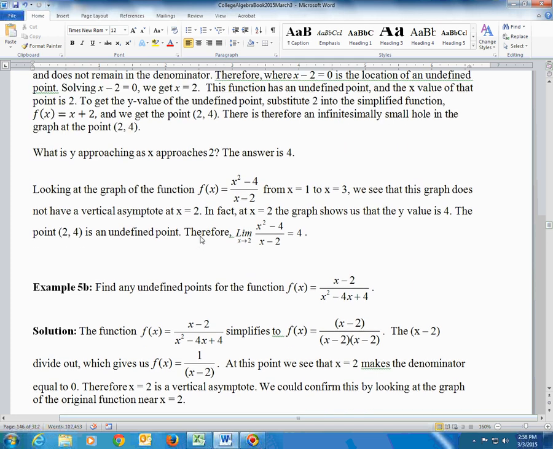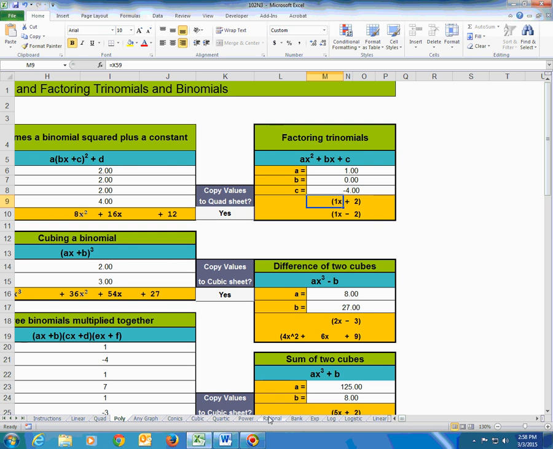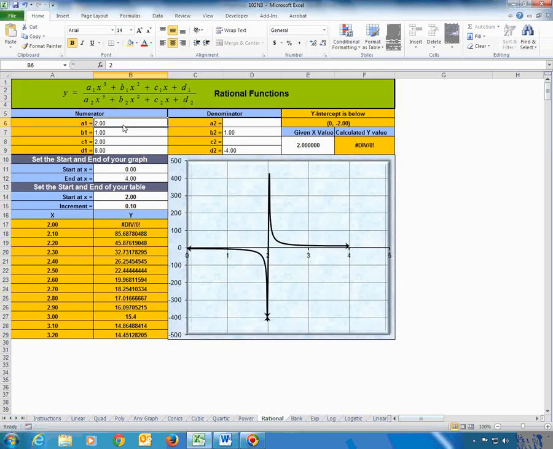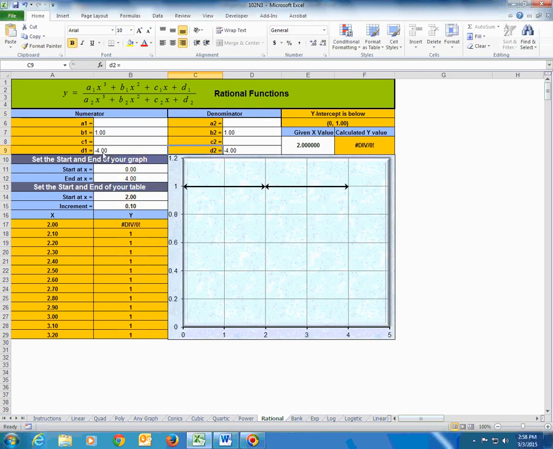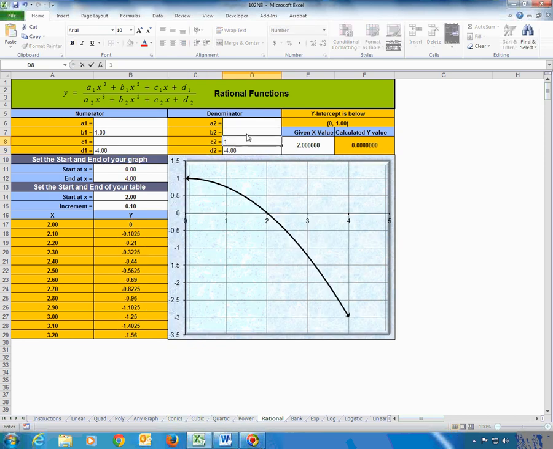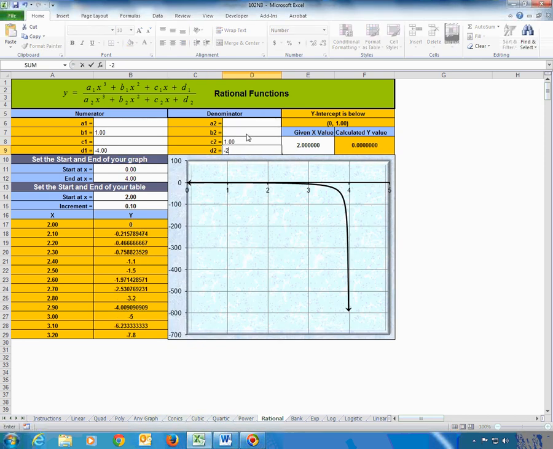Let's graph this one right here. I can graph it on Excel. Let's do this one, x squared minus 4 over x minus 2. So on the rational sheet, the first coefficient was a quadratic term, and here's the coefficients going across on the rational sheet. The square term b1 is a 1x squared, and then there was no linear term, and there was a minus 4. So we got x squared minus 4, and then on the denominator, I think we had an x and a minus 2. I believe that was everything.